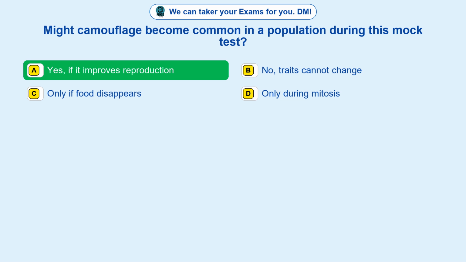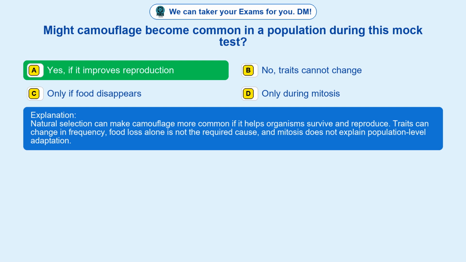Yes, if it improves reproduction. Natural selection can make camouflage more common if it helps organisms survive and reproduce. Traits can change in frequency, food loss alone is not the required cause, and mitosis does not explain population-level adaptation.